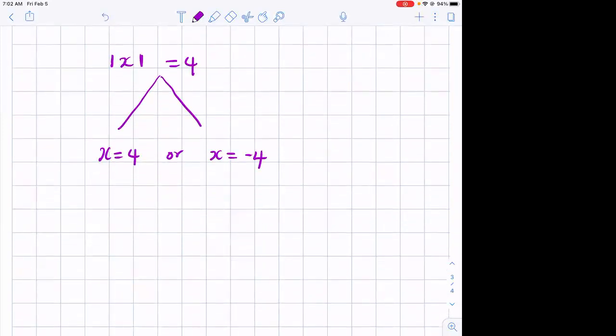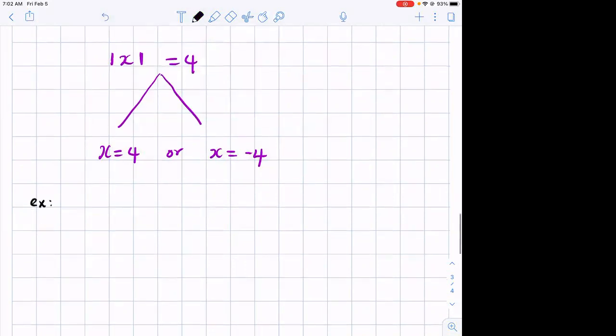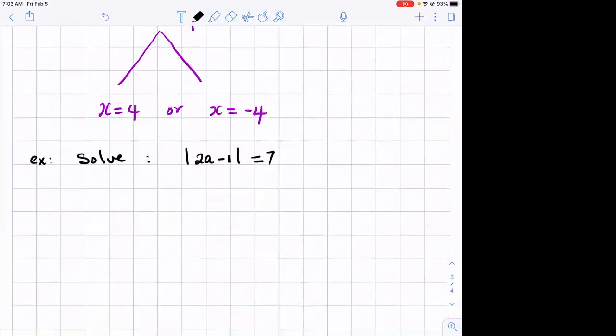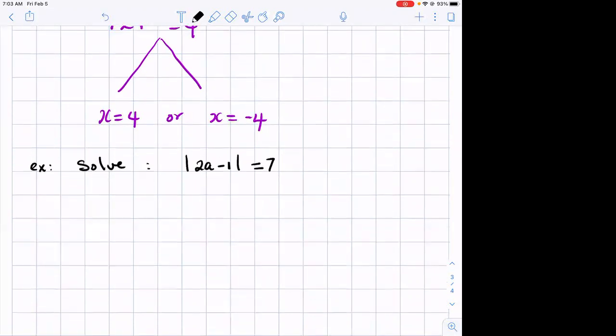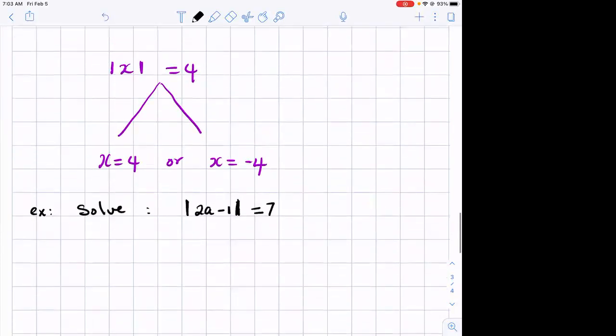So before you solve an absolute value equation, there are a few things you must note. For example, if we look at an equation and I ask you to solve the absolute value of 2a minus 1 is equal to 7. This is very similar, because all absolute value equations will have to be split into two equations, as we did here.